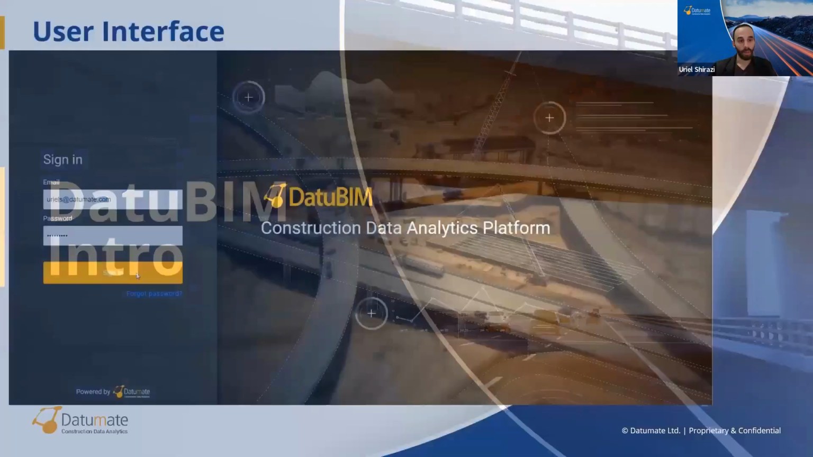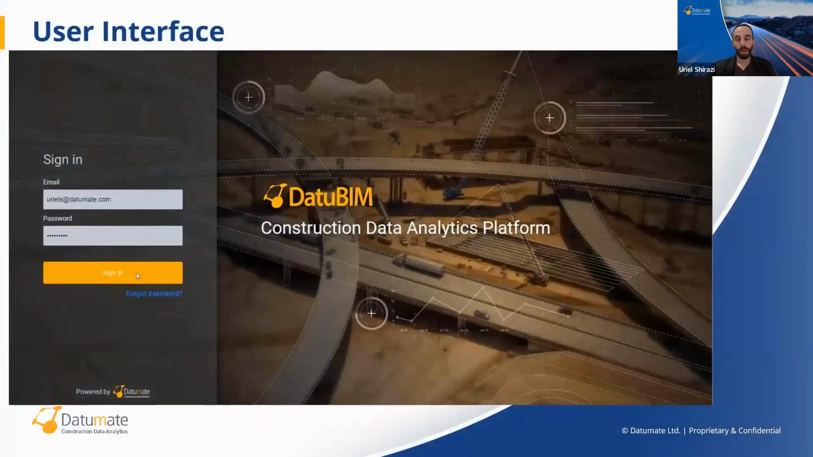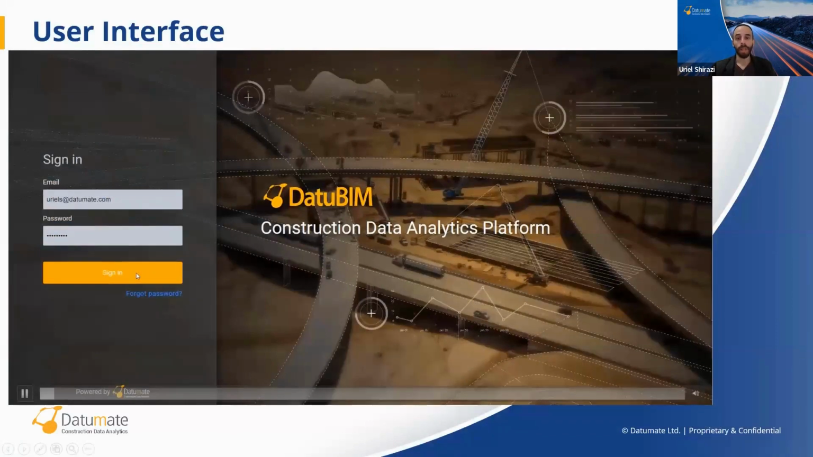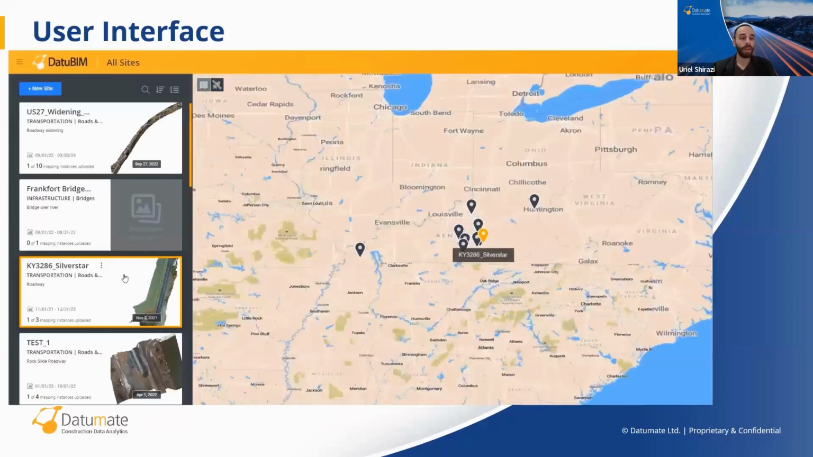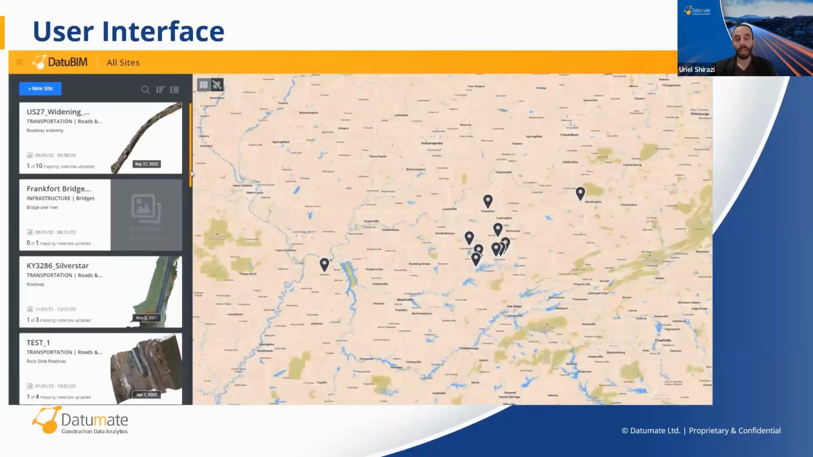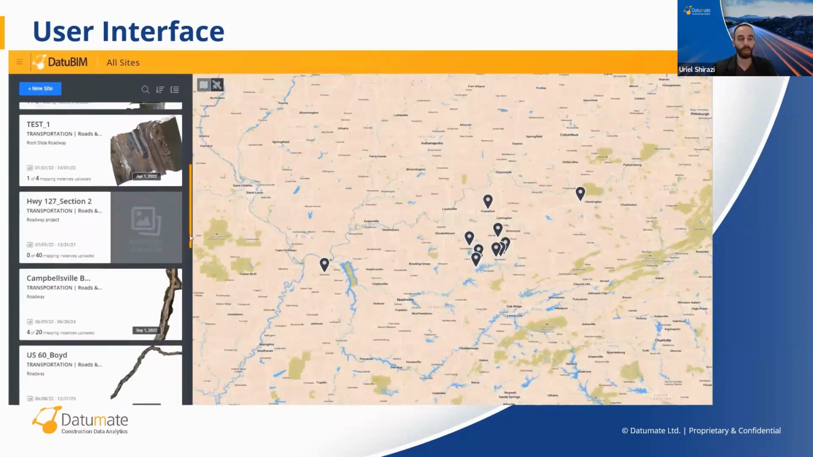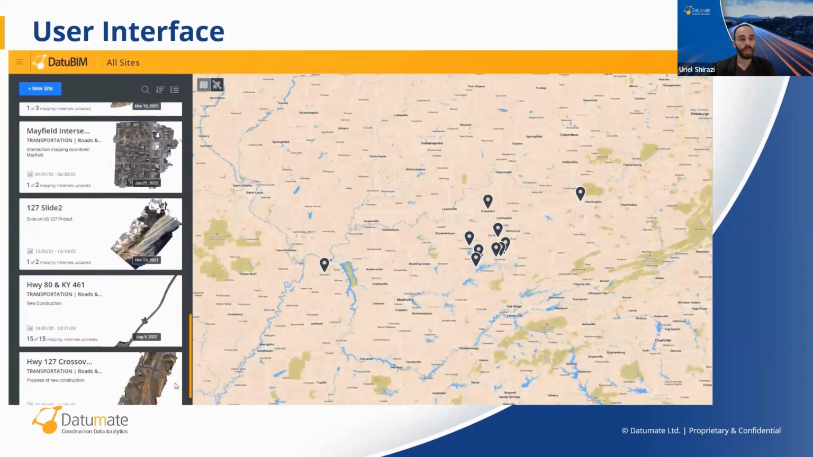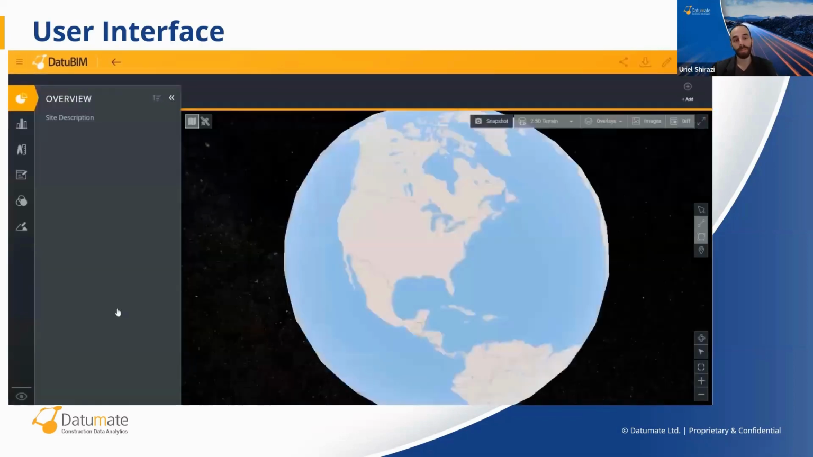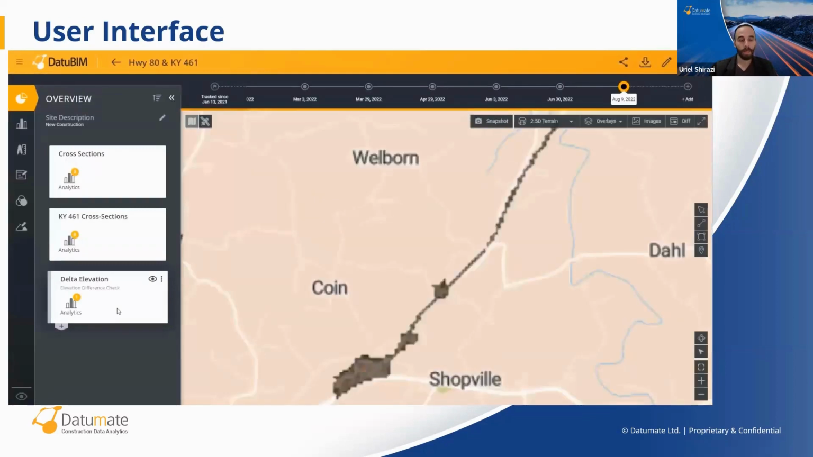Okay, so we'll switch to a bit about the platform, the user interface. DataBIM is a cloud-based solution. It means that you can log in from any computer or tablet that has an internet connection. And once I'm logged in, I see all the projects that I have access to, either on a map or on the left side on our digital notebook. I see the information, a small image of the project, and I can choose one of them and access it.